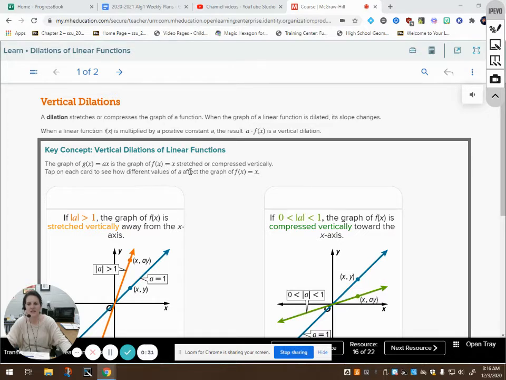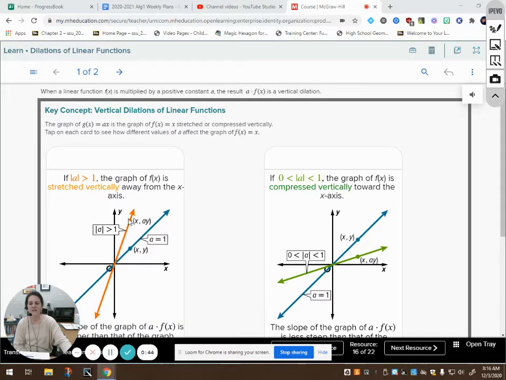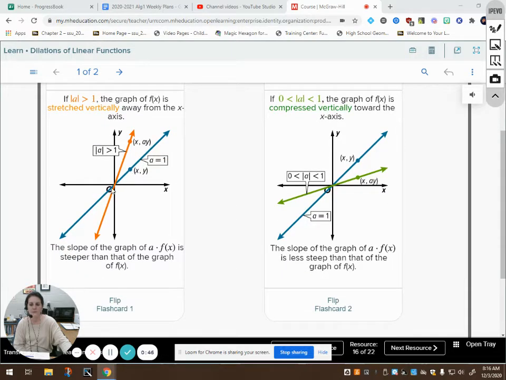So if I have the parent function, y equals x or f of x equals x, and I want to stretch or compress that vertically, I'm going to have to change the slope of the function. I change the number in front of the x, that's the slope. The parent function has a slope of 1. If the absolute value of it is greater than 1, then it gets stretched vertically. It gets taller and taller and taller.